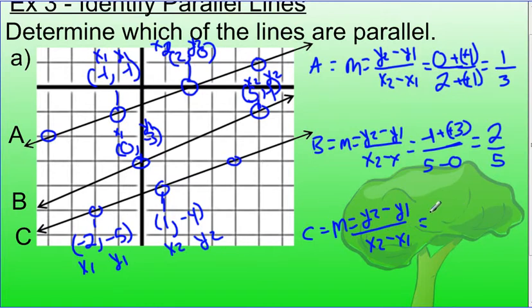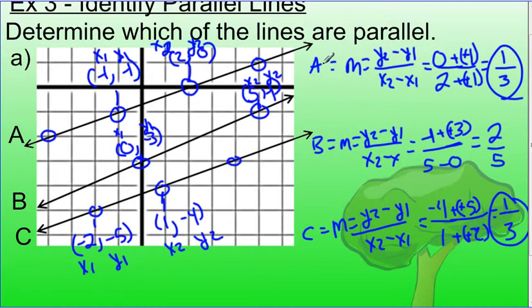So our slope is going to be -4 minus -5 over x2 minus x1. Negative 4 minus a negative 5 makes this positive 1, and 1 minus a negative 2 becomes a 3. And that means those two are alike, so A and C are parallel, B is not.